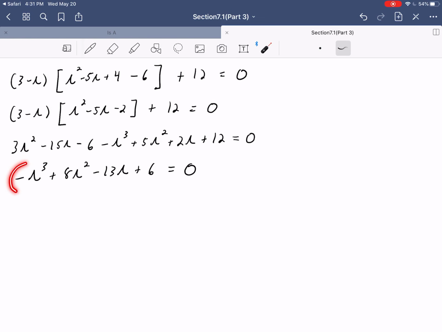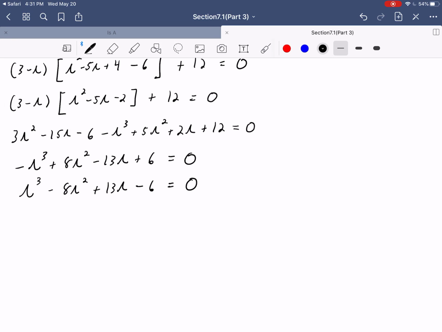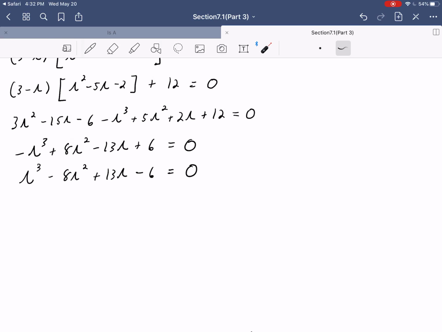Now, it's probably easiest if our leading coefficient is a positive 1, so let's multiply everything by negative 1 and get lambda cubed minus 8 lambda squared plus 13 lambda minus 6 equals 0. So we've got our characteristic polynomial there. Now we just need to solve it. If you haven't been solving a lot of cubic polynomials in your spare time, the trick is that we'd like to reduce it down in order to something a little more manageable. So we probably want to use the rational roots theorem to make some guesses about what might be a potential root here. Keep in mind that any rational root would need to be a divisor of 6.